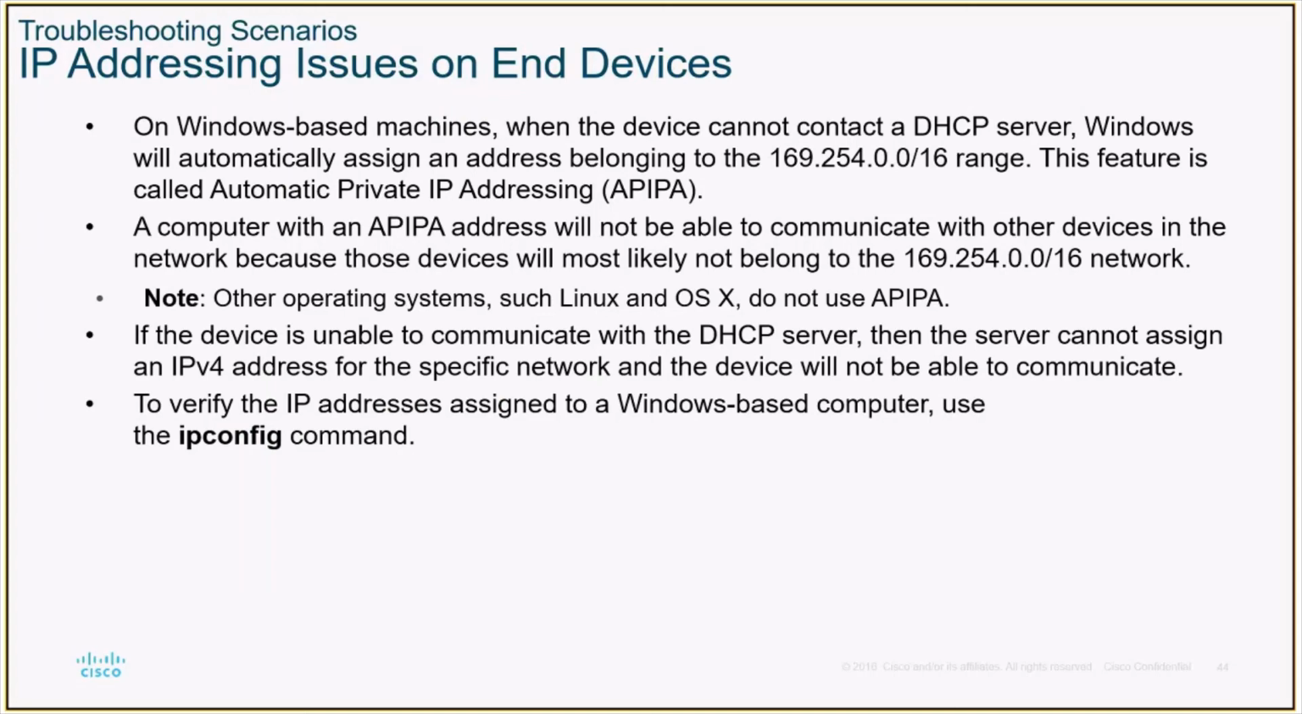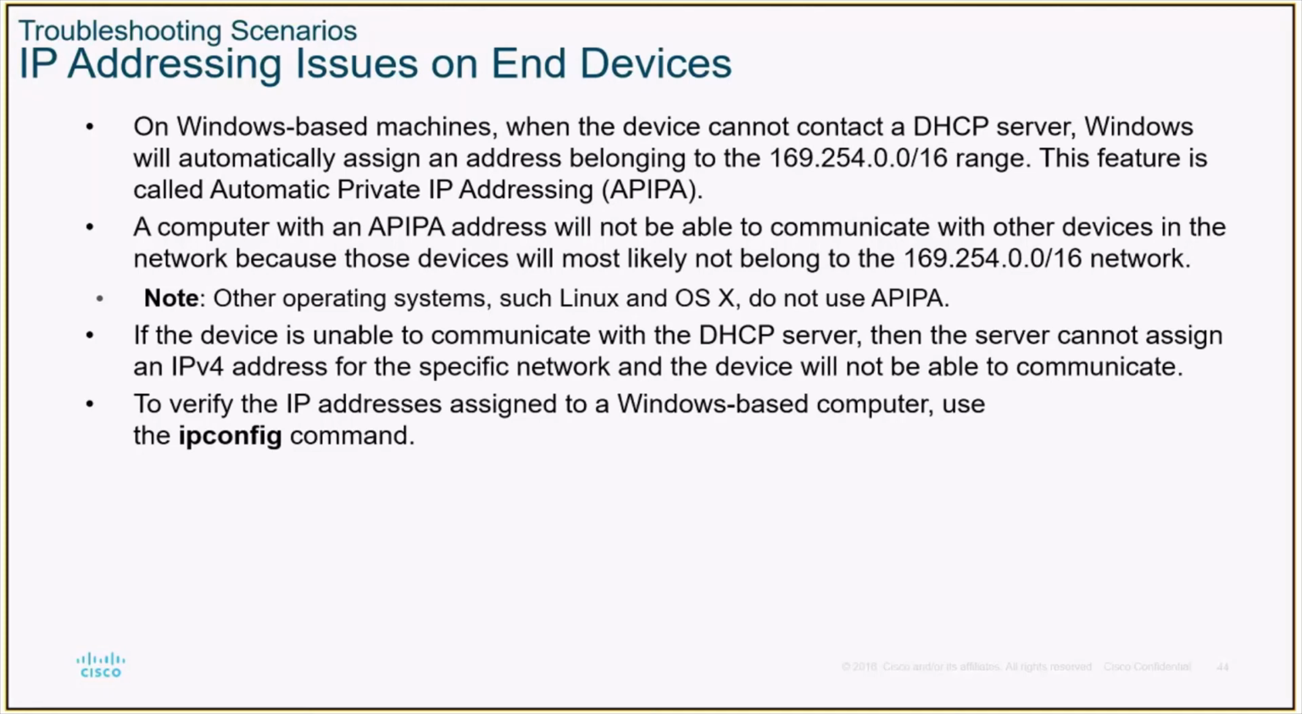Now, for end devices on Windows, when a device cannot connect to a DHCP server, it actually gets an address that starts with 169.254. So we have mentioned APIPA in types of addresses, and that's what it's used for. A computer with an APIPA address will not be able to communicate with other devices in the network because those devices will most likely not belong to that range, unless they all can't talk to the DHCP server, and then they might be able to communicate, but they won't be able to talk any further than their own network. Other operating systems don't use APIPA, so those Windows devices are never going to talk to them.